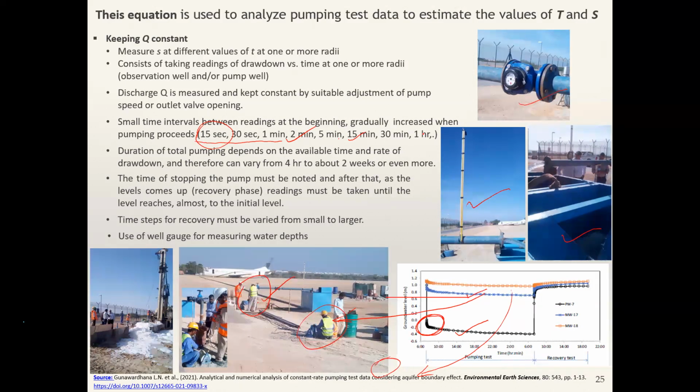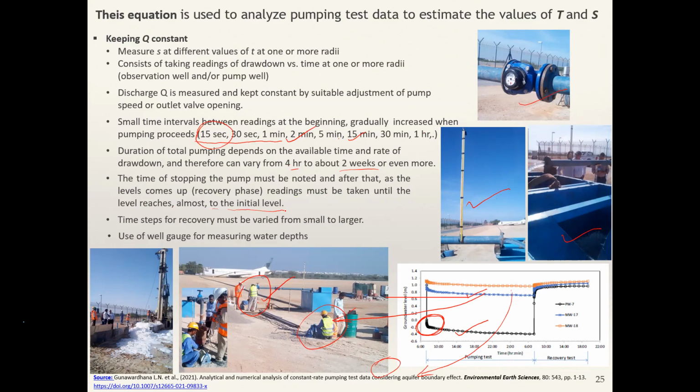Right? So the duration of total pumping depends on the available time and the rate of drawdown. Therefore, it can vary from 4 hours to 2 weeks. It is possible. So the time of stopping of the pump must be noted, and after that, as the level comes up, recovery phase readings must be taken until the level reaches almost the initial level.